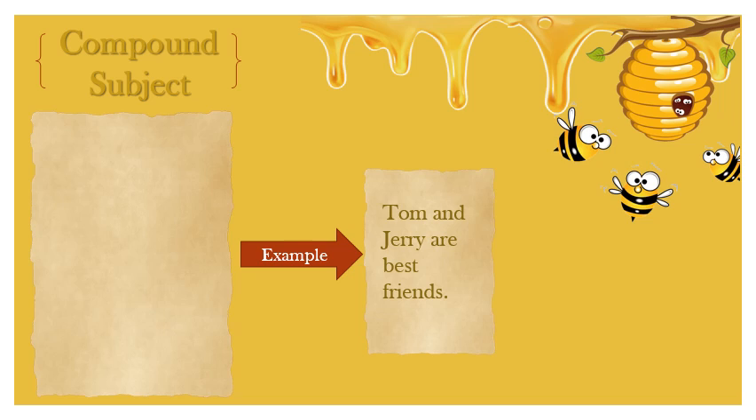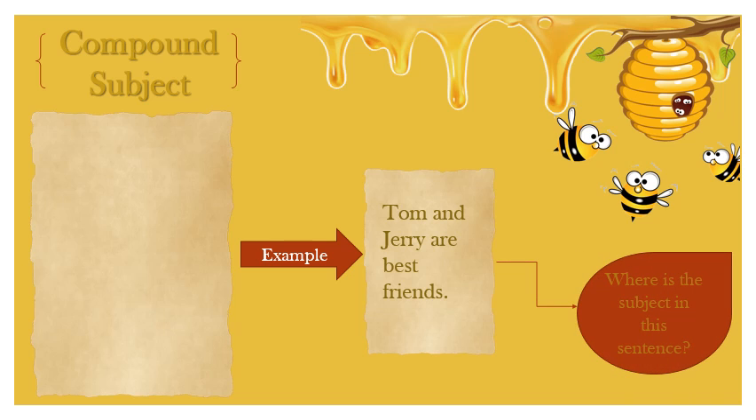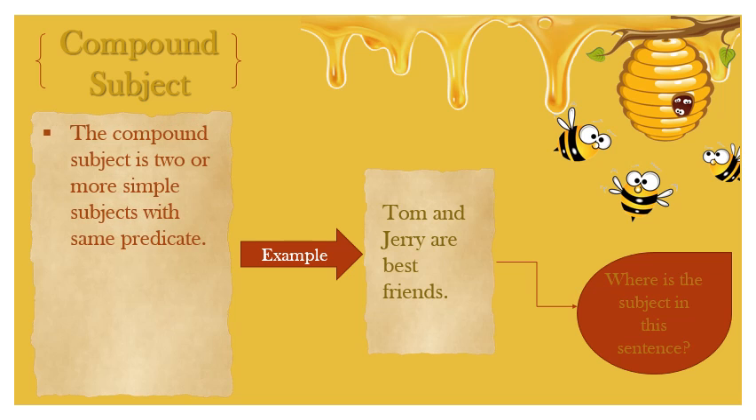Again, I repeat, you notice that the subject here includes more than one simple subject, and the simple subjects are joined with another word. We call it a conjunction. So this is what we call a compound subject. Okay. What is the subject in this sentence? Tom and Jerry, and we call it a compound subject.